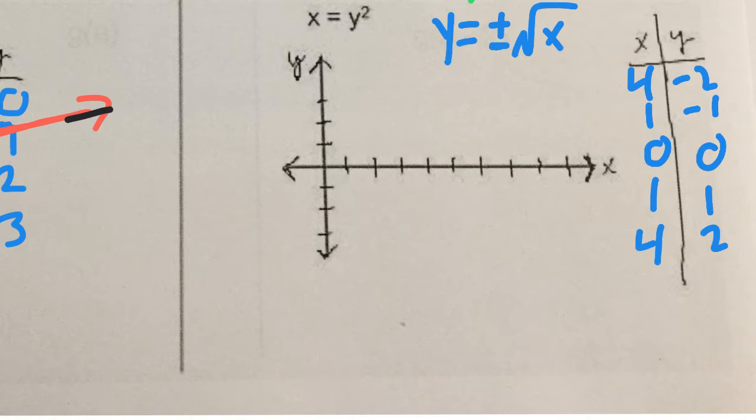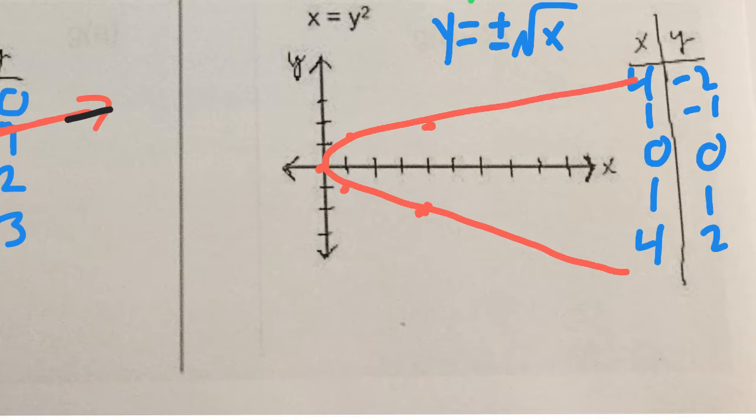So what's this graph look like? 4, -2, 1, -1, 0, 0, 1, 1, 4, 2. That's not a function. It is not a function. It's definitely not a function.